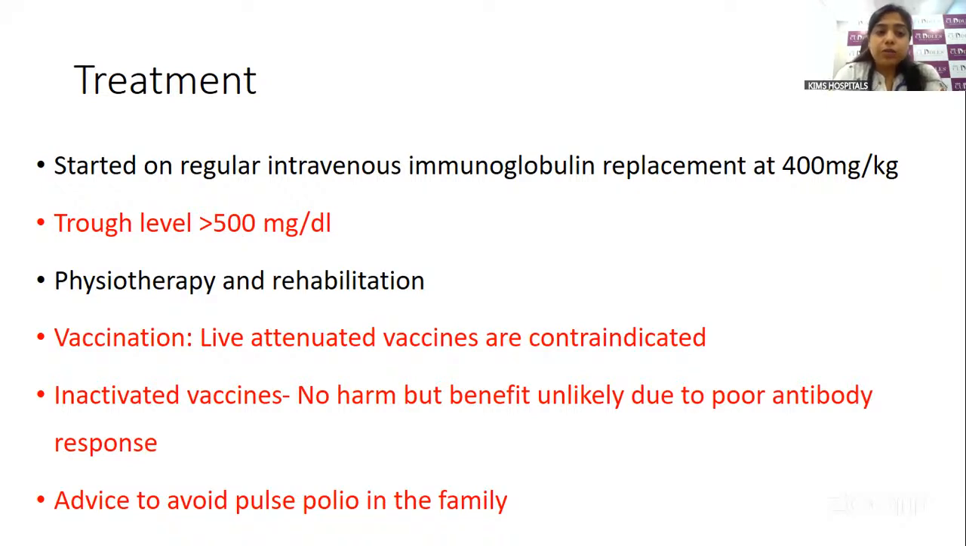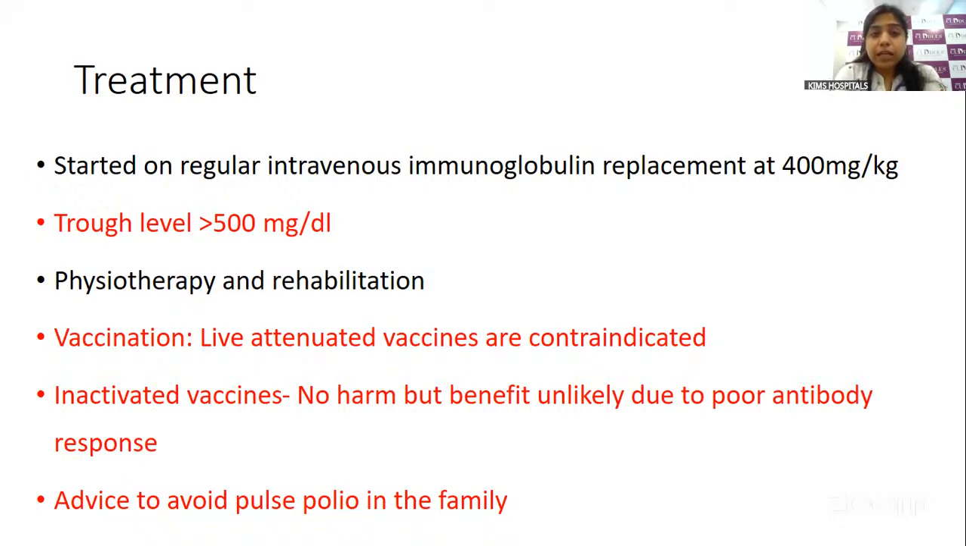Coming to the inactivated vaccines, even though we can give them, antibody production is completely absent in the complete absence of B cells. They will not produce any antibodies. So it's not harmful, but the benefit is unlikely because the antibody response is zero.